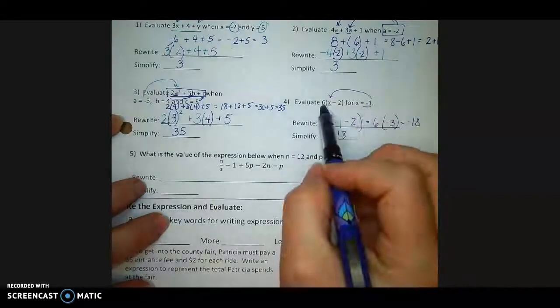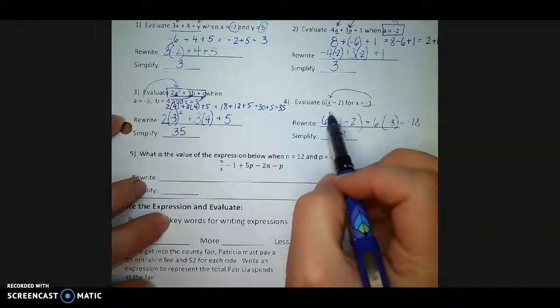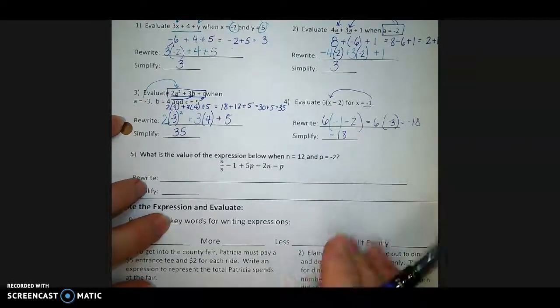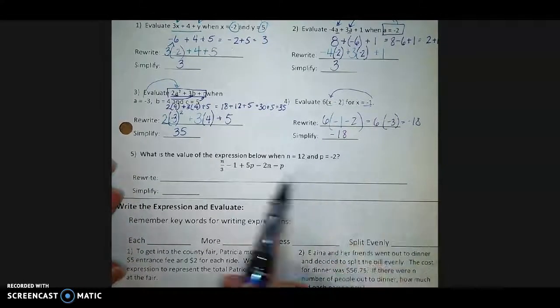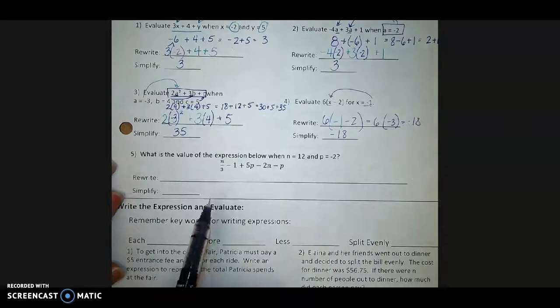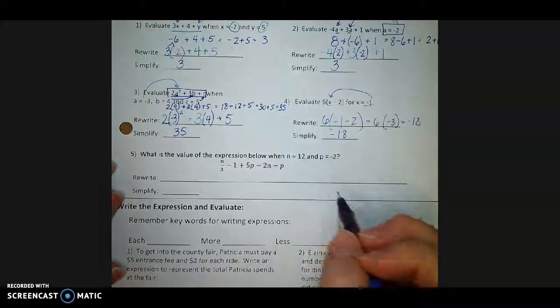I could have also gone 6 times negative 1 plus 6 times negative 2, and I would have gotten the same thing. I would have had negative 6 plus negative 12. Down here it says, what is the value of this expression? Oh my gosh, we have a fraction. It's okay. Every fraction is a division problem.